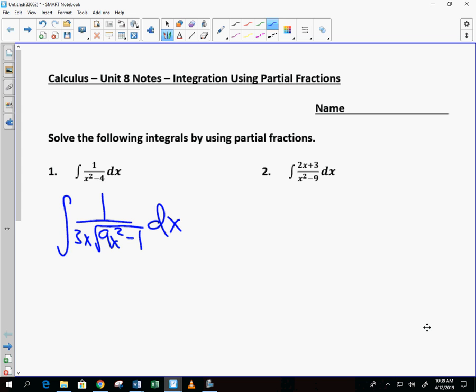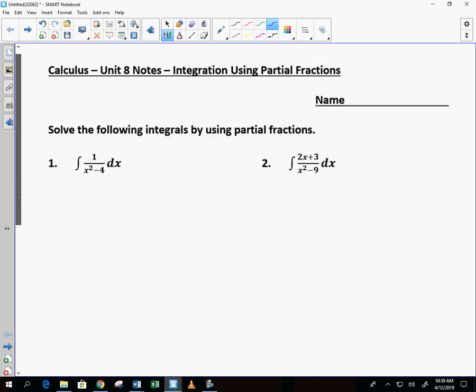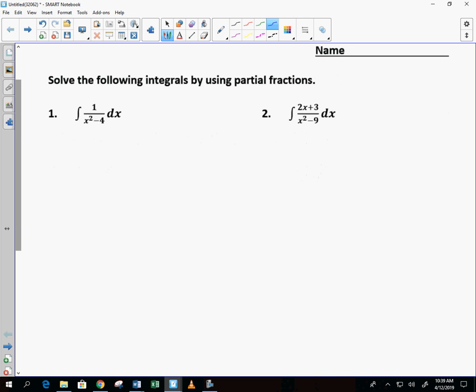Well, 1 over x squared minus 4 doesn't have a form that we know, does it? What do we do about fractions that don't have a form that we really understand? Very good. Dylan is 100% correct. We put it in a form that we do understand. And the fact is that 1 over x squared minus 4 comes from two fractions added together.